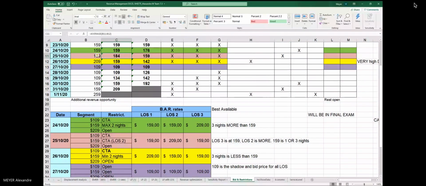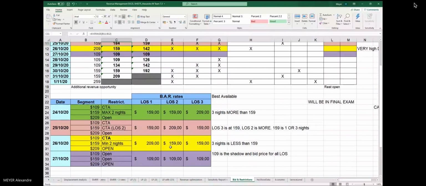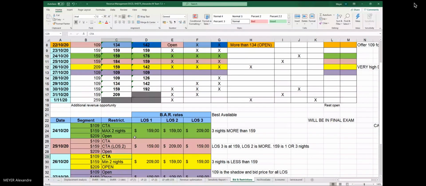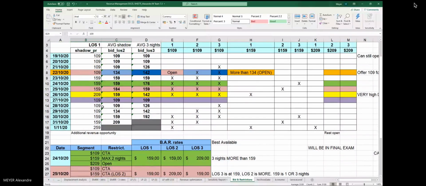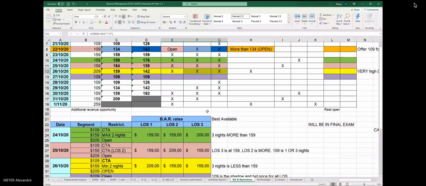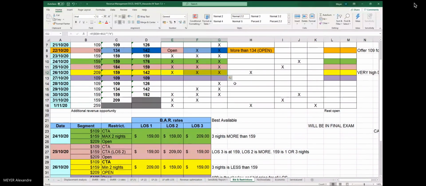So it looks complicated, but in essence, it is rather easy when it's explained carefully. So here on the 26th, you would have CTA, closed to arrival. Well, because at 109, the rate class of 109, for all of it, it's closed. It's always going to pass. So $109 closed completely. It's close to arrival.